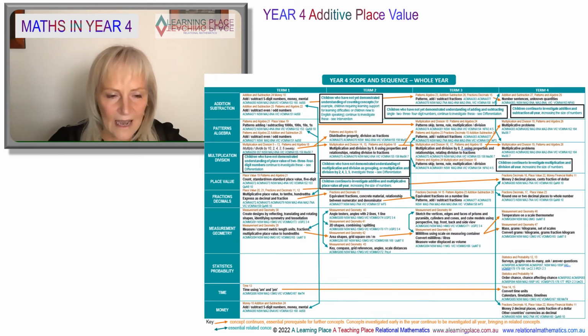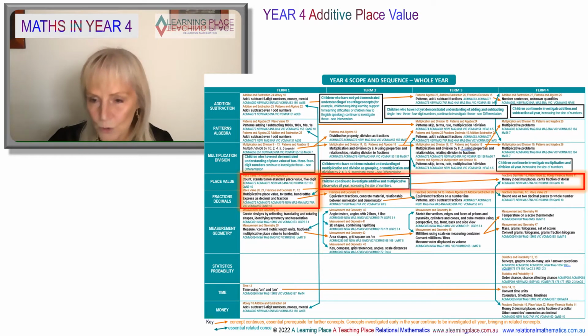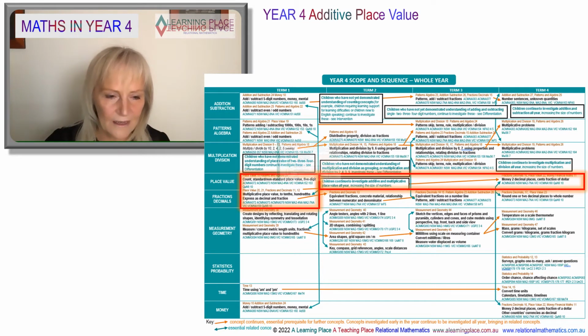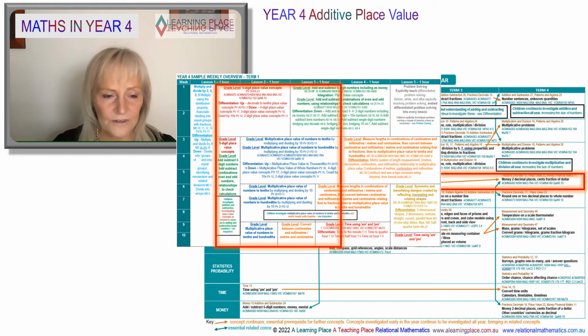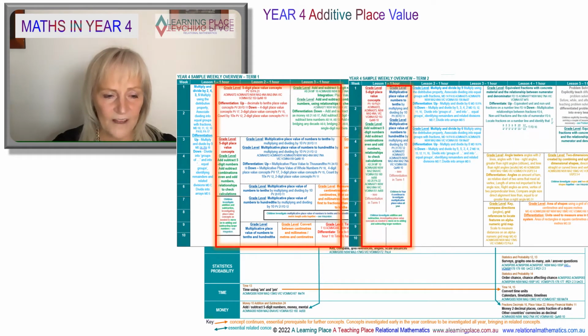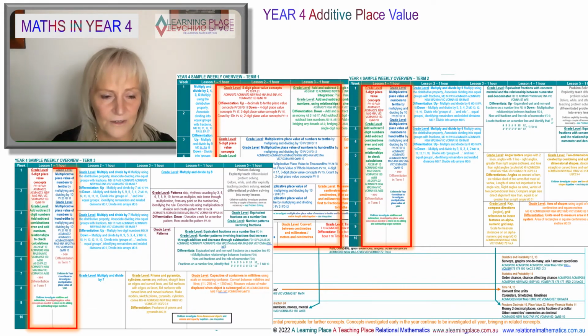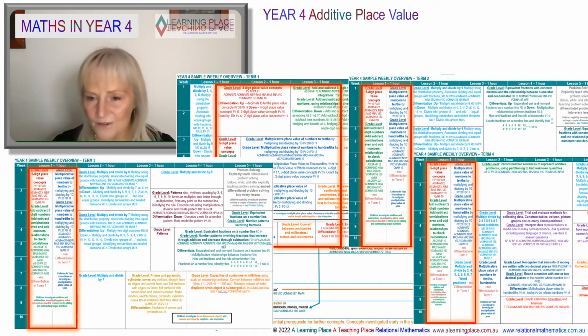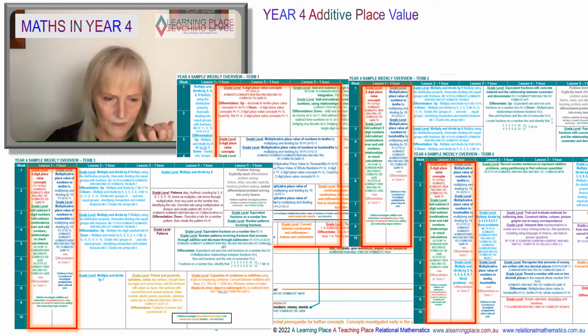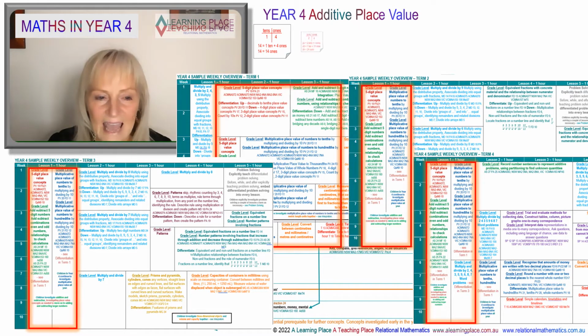Apart from in kindergarten, every year starts with place value and then it continues all year. And again, I'll show you here. We've got place value term 1, place value term 2, place value, place value. We're focusing on it at least half an hour, sometimes an hour and a half, sometimes an hour a week. And that's additive place value.